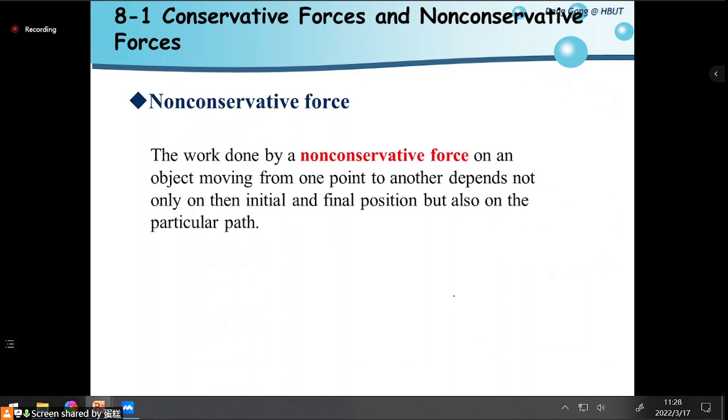And there are also non-conservative forces. The work done by a non-conservative force on an object moving from one point to another depends not only on the position, but also on the path, just like friction. We have calculated this in a previous section. The work done by friction will definitely be affected by the particular path.